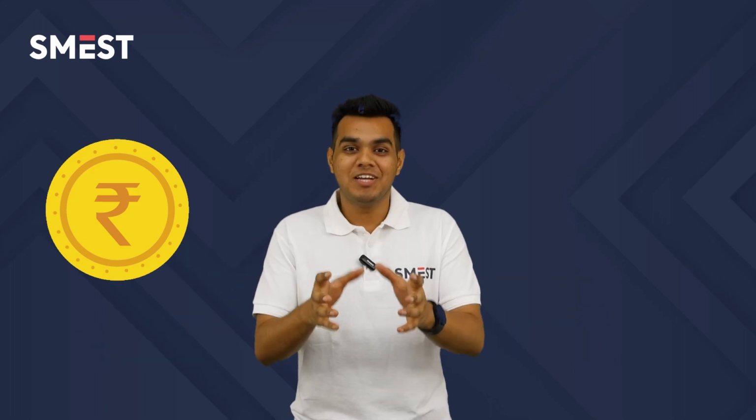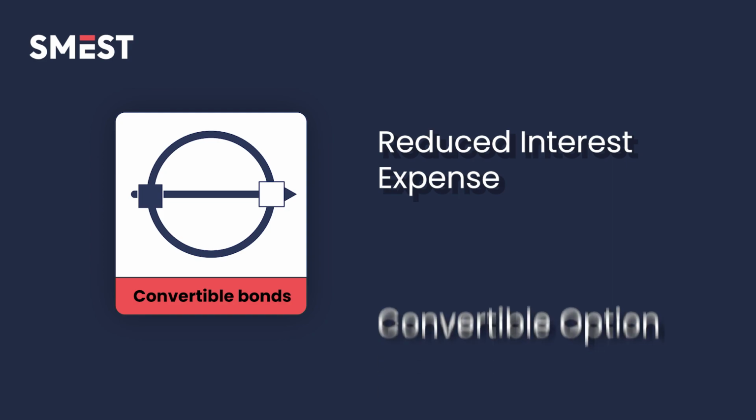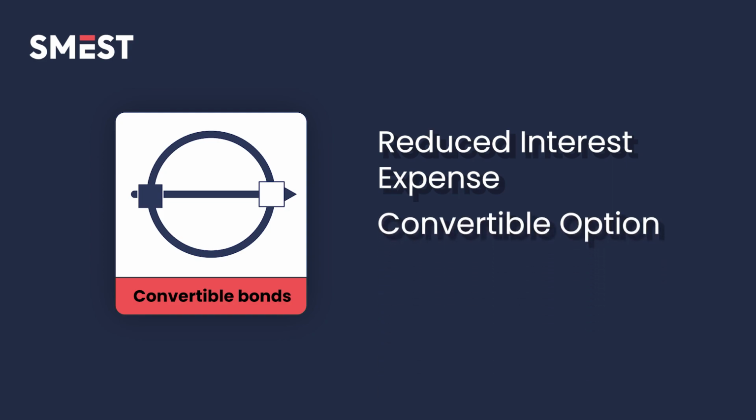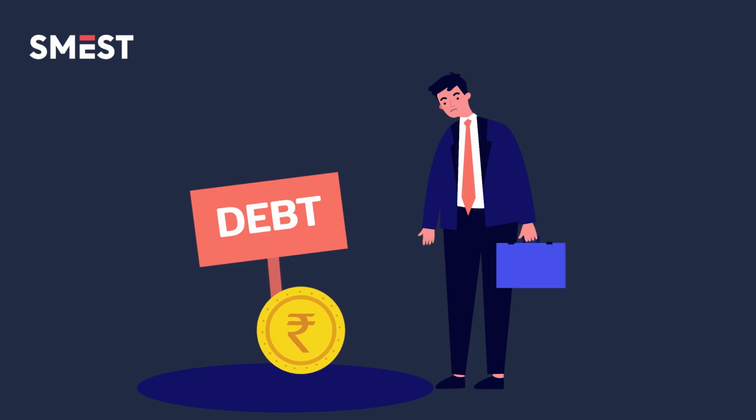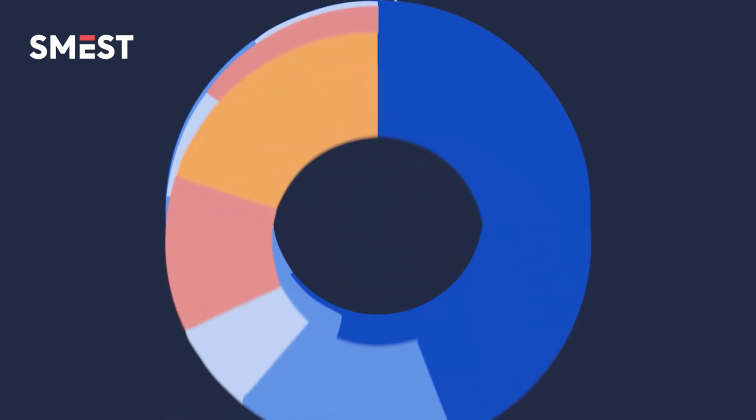From the issuer's perspective, they get reduced interest expense because of the convertible option embedded in it, and hence are able to issue bonds at a lower coupon rate. Also, the issuer has the advantage of elimination of debt if the conversion option is exercised. But this dilutes the equity of the existing shareholders.